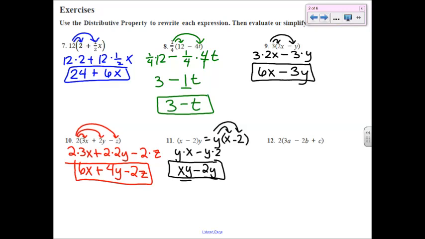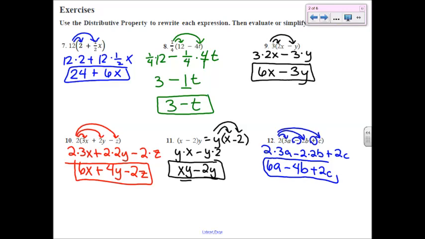We again have 3 inside the parentheses, so 2 times 3a, 2 times 2b, 2 times c. And you just always keep whatever operation is going on in between them. So 2 times 3a makes 6a, minus 2 times 2b is 4b, plus 2c. Since we have a, b, and c as our variables, and none of them are the same, that's as simplified as I can get.